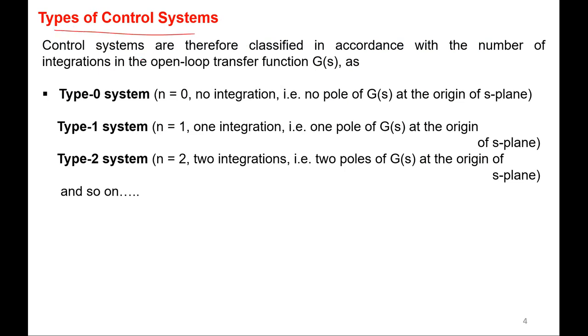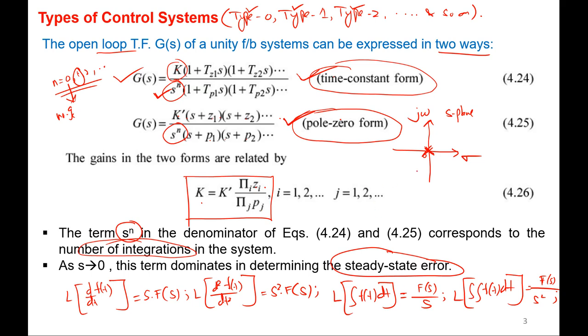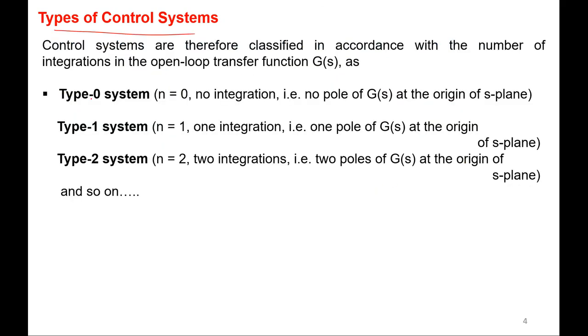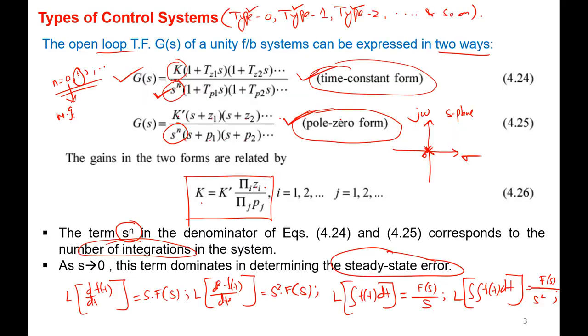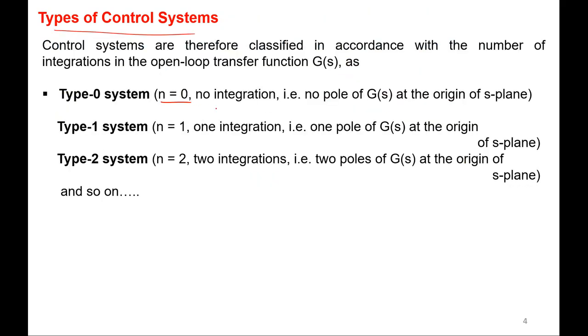Okay, already I told the classification based on the number of poles lying at the origin of the S plane, or also the number of integrations. So if n is 0 in the denominator, s power n, then there is no integration and none of the poles are lying at the origin of the S plane. If n is 1, one integration is involved in the system and one pole is lying at the origin of the S plane. If n is equal to 2, I will call it a type 2 system, and two integrations are involved and there are two poles lying at the origin of the S plane, and so on.